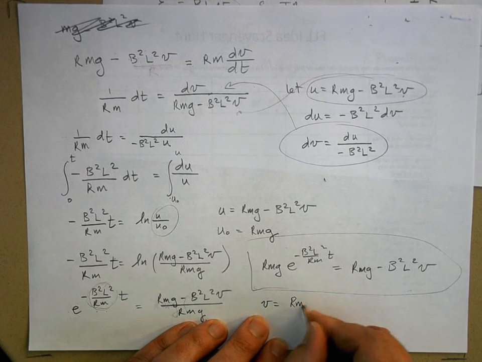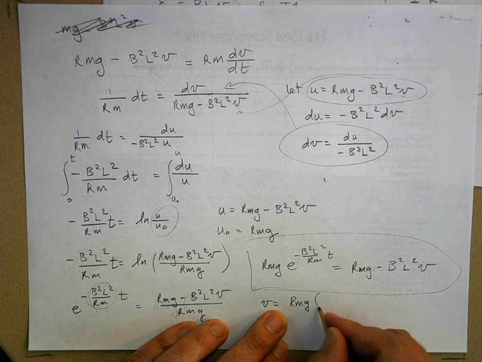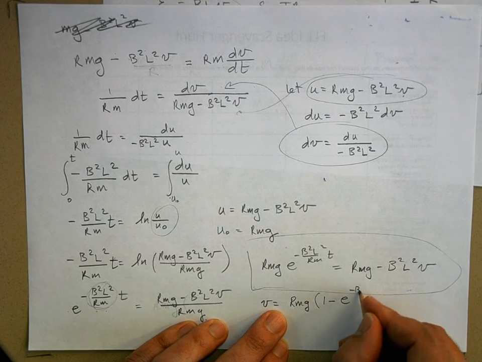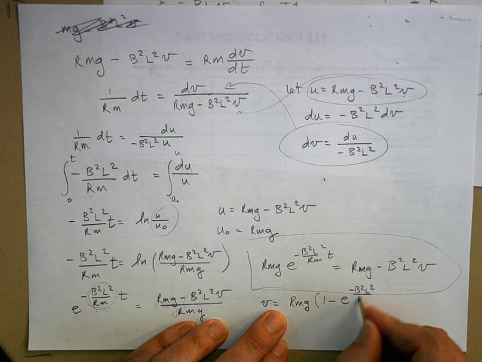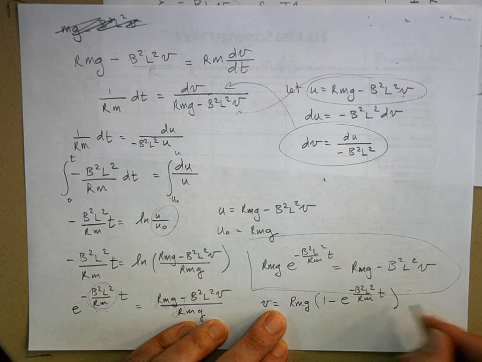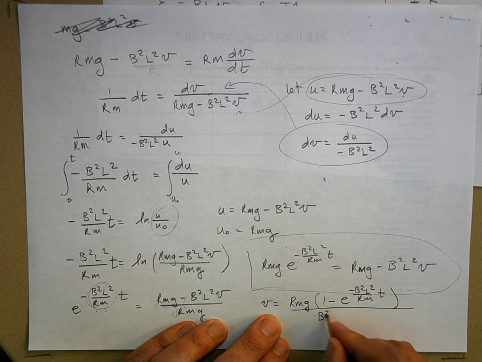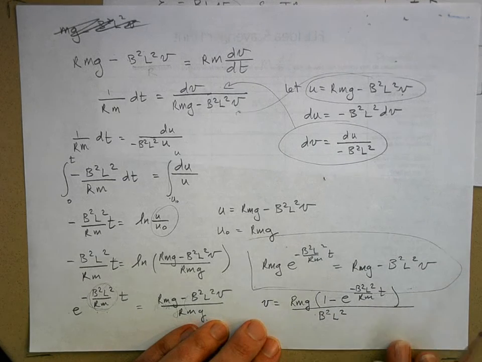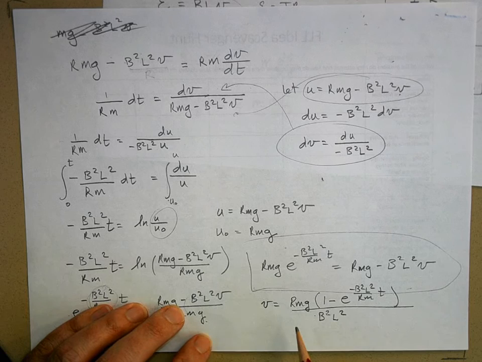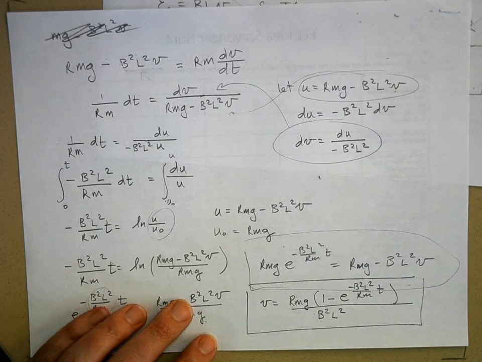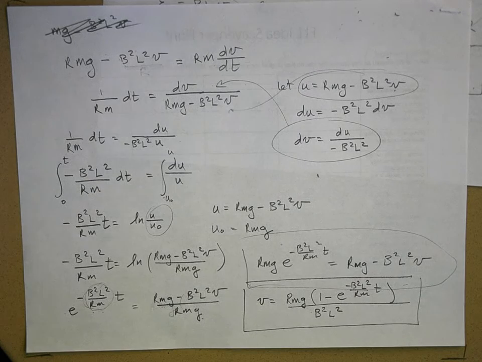So it's rmg times 1 minus e to the negative b squared L squared over rm times t, all over b squared L squared, right? And there's my answer. That was easy. No problem. That was a hard problem. That is all.